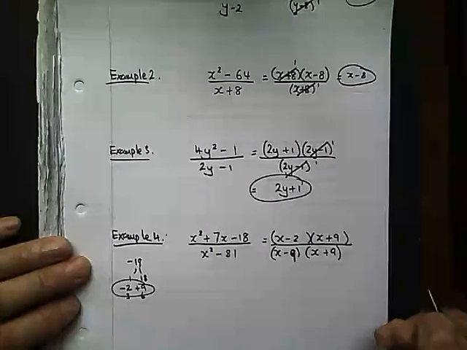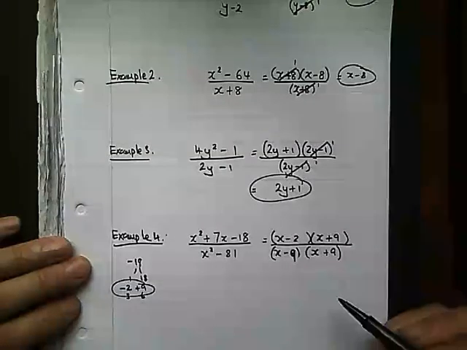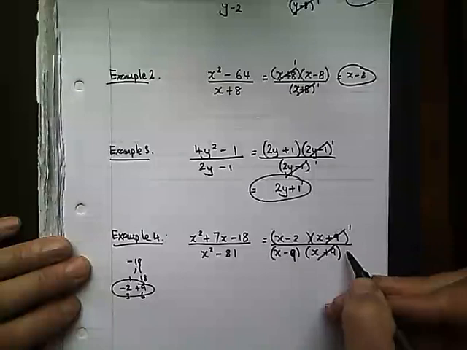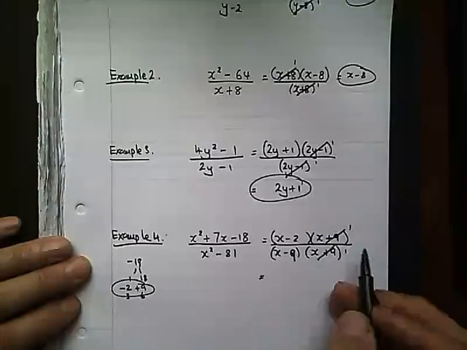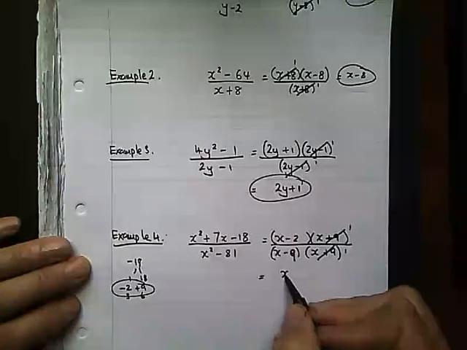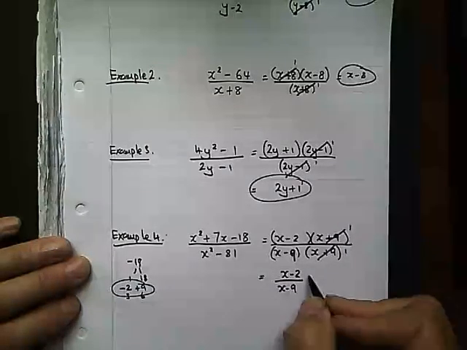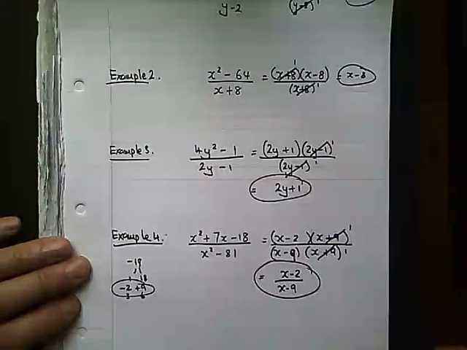Okay, now we can cancel out the like terms, which is x plus 9. Put a 1 there and 1 there. And then all we're left with is 1 lot of x minus 2 and 1 lot of x minus 9. And that's your answer.